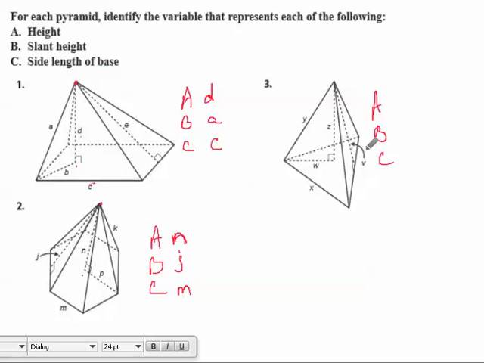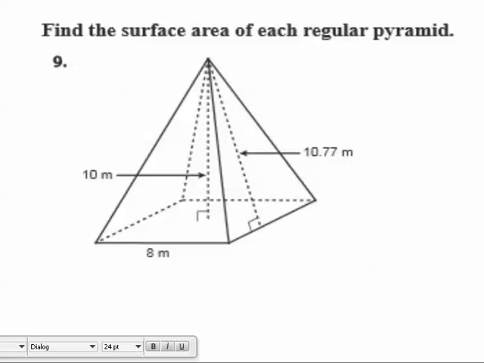Let's go here to number 2. So we're looking for the height. Vertex down would be a Z. B, we're looking for the slant height. Down one of the sides, it'd be the Y. C, we're looking for the side length of a base. It'd be this one right here, X. Easy enough to identify those. You ought to practice with it a little bit. Make certain you can identify each one of them.